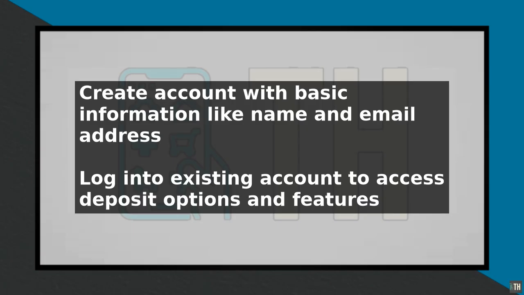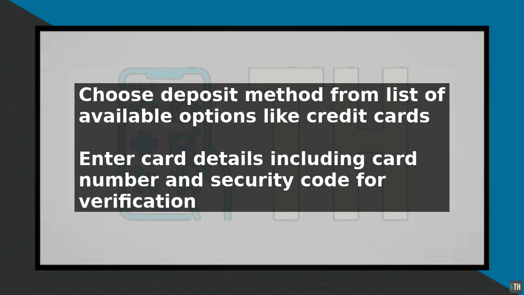Once you have logged in, click on the deposit button, which is usually located at the top right corner of the page. Next, you will be presented with a list of available deposit options. These options may include credit cards, Bitcoin, and other cryptocurrencies, as well as deposit by phone. Choose the deposit method that is most convenient for you and follow the instructions provided.